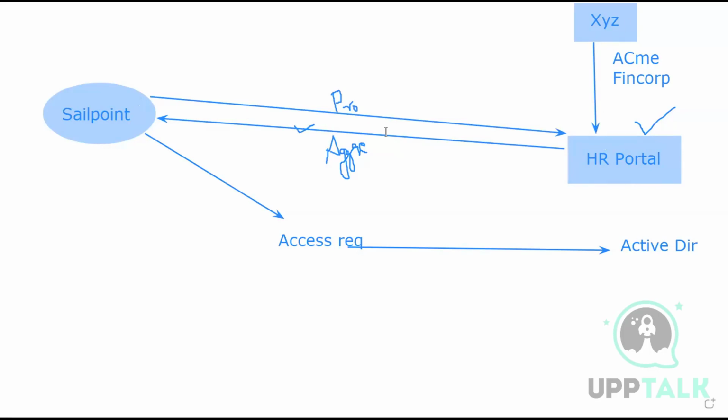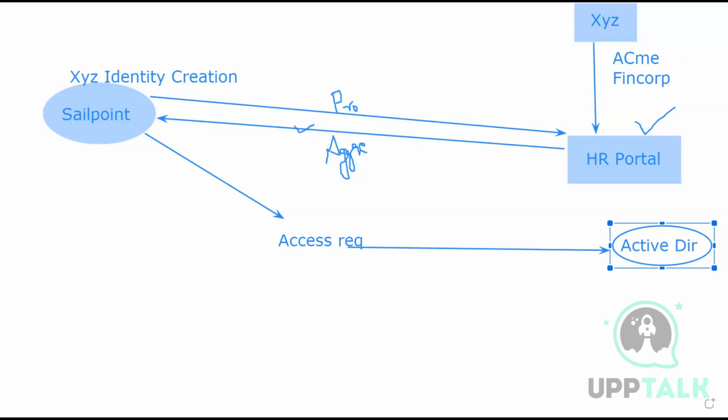So XYZ joins a company, and here XYZ's identity will be created. Once the identity got created, he will receive an email saying, this is your credential to access the SailPoint application. So he can log in into the SailPoint application, and whatever access he is looking for, he can submit an access request to gain the application access. It's not only Active Directory, it could be any other application as well.